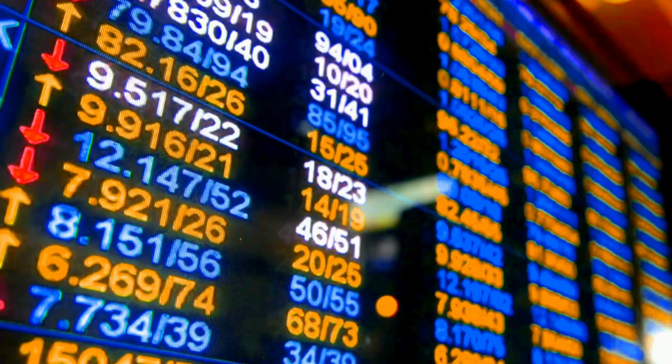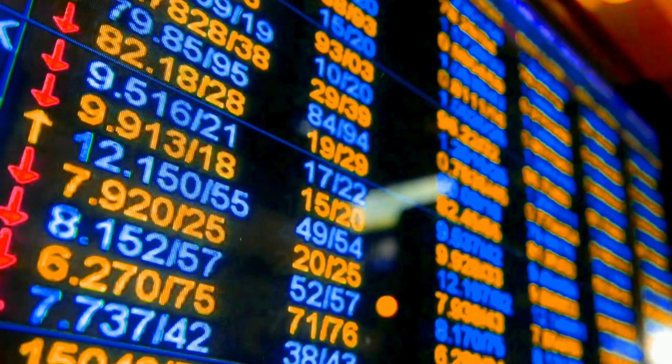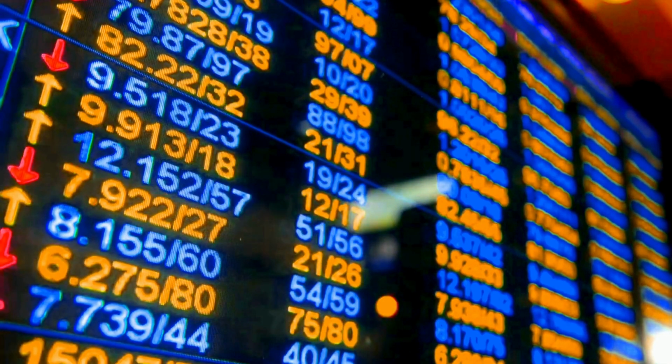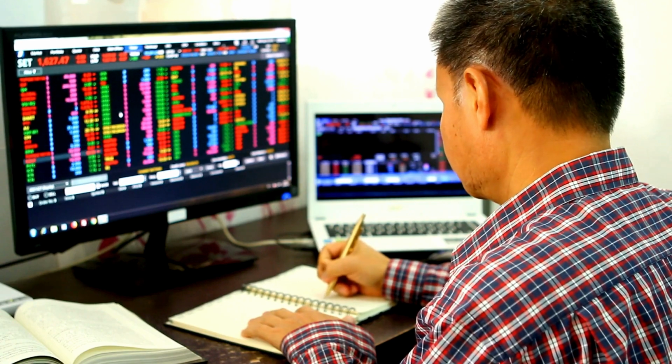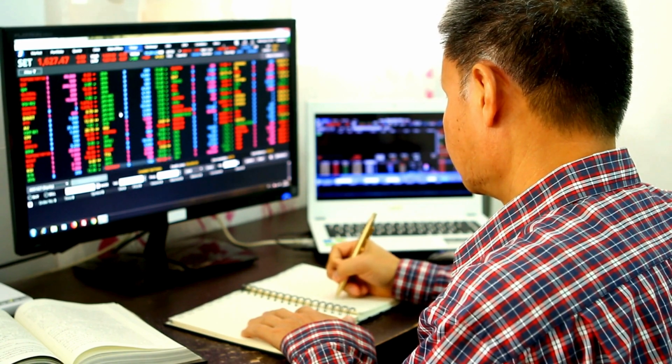In the world of Forex trading, the term broker is fundamental. It's the starting point for anyone looking to venture into the global currency market. But what exactly is a broker, and what role does it play in this intricate financial ecosystem?